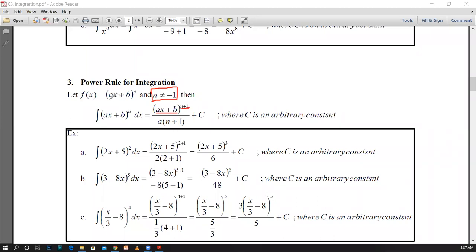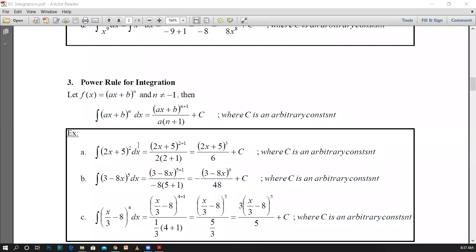You can apply this power rule if you can see the function f(x) in this form. Here, in the brackets it should be a linear function in the form of ax plus b, and you should see the common power n. If it is given in this form, then you can take the integral as (ax plus b) to the power n plus 1 divided by n plus 1 times a, where a is the coefficient of x, and at the end you have to add the arbitrary constant c.